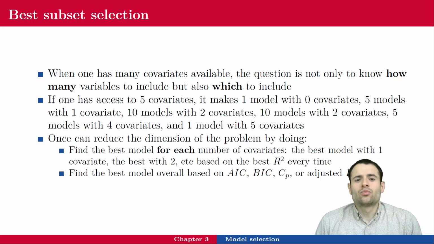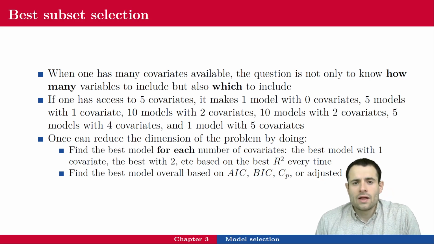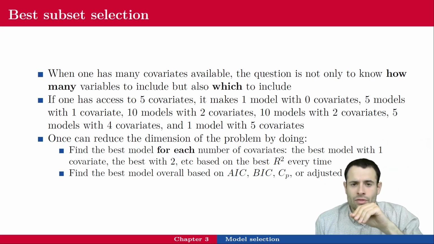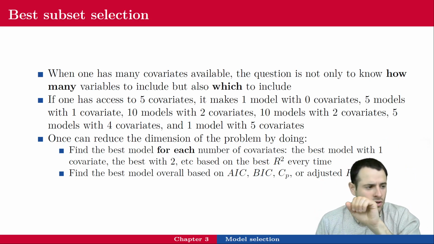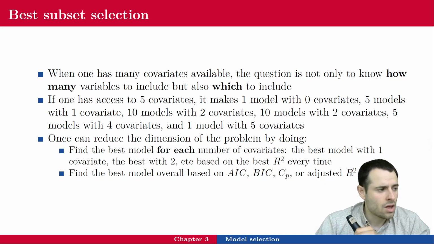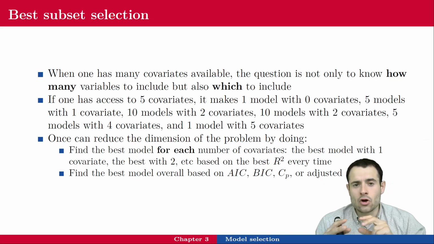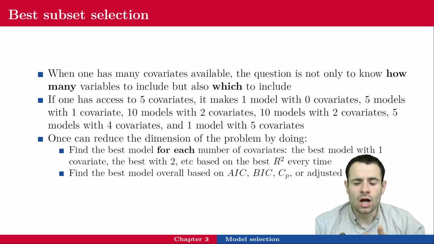So you will have to program some sort of a loop that is going to estimate all the possible models, choose the best combination of 3, the best combination of 4, the best combination of 5, and so on. And once you have these best combinations, overall find the best number of covariates by looking at one of the 4 criteria shown above.